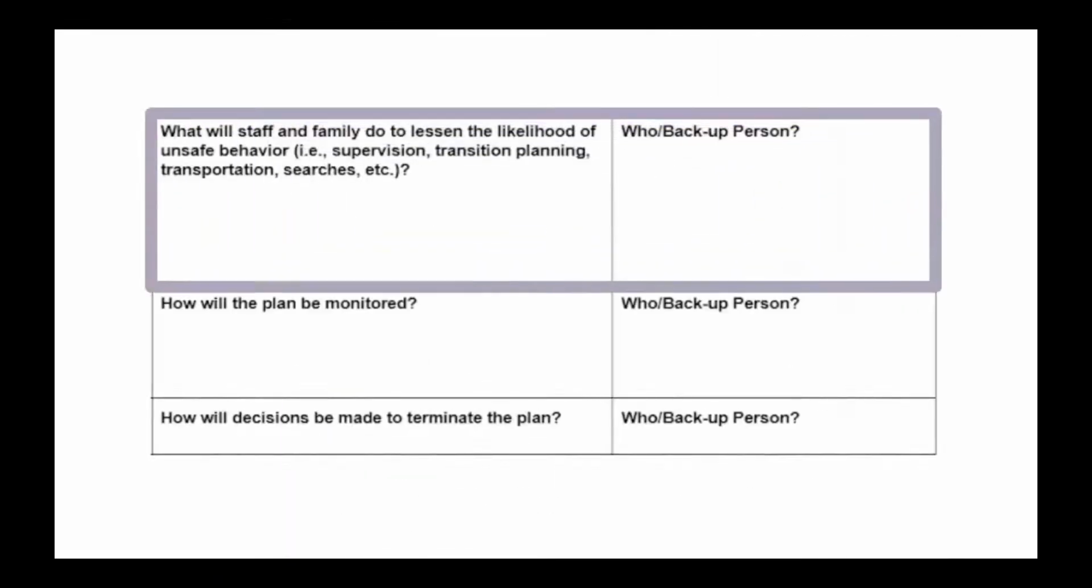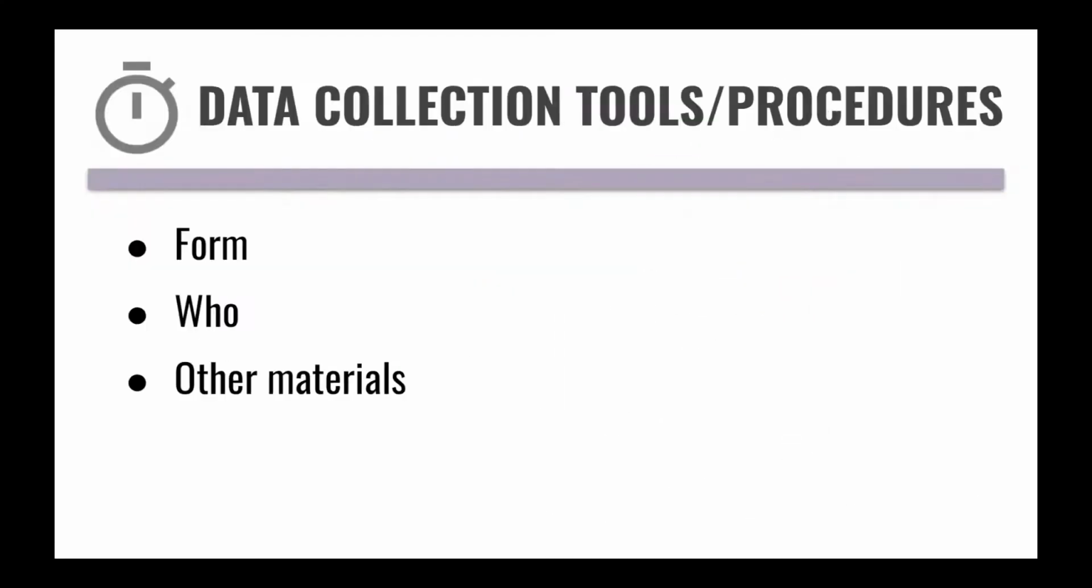In this portion of the crisis plan, the team will include antecedent procedures and identify who will be responsible for carrying out those procedures. These procedures can include increased supervision, planning for transitions, specialized transportation, conducting searches of backpacks and other personal belongings, etc.